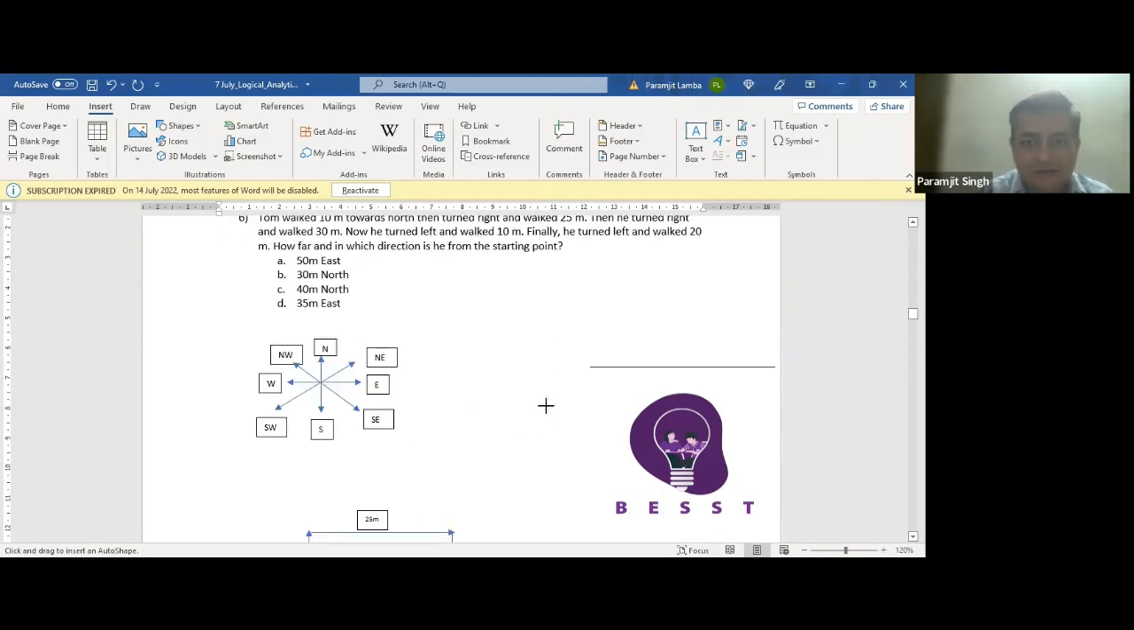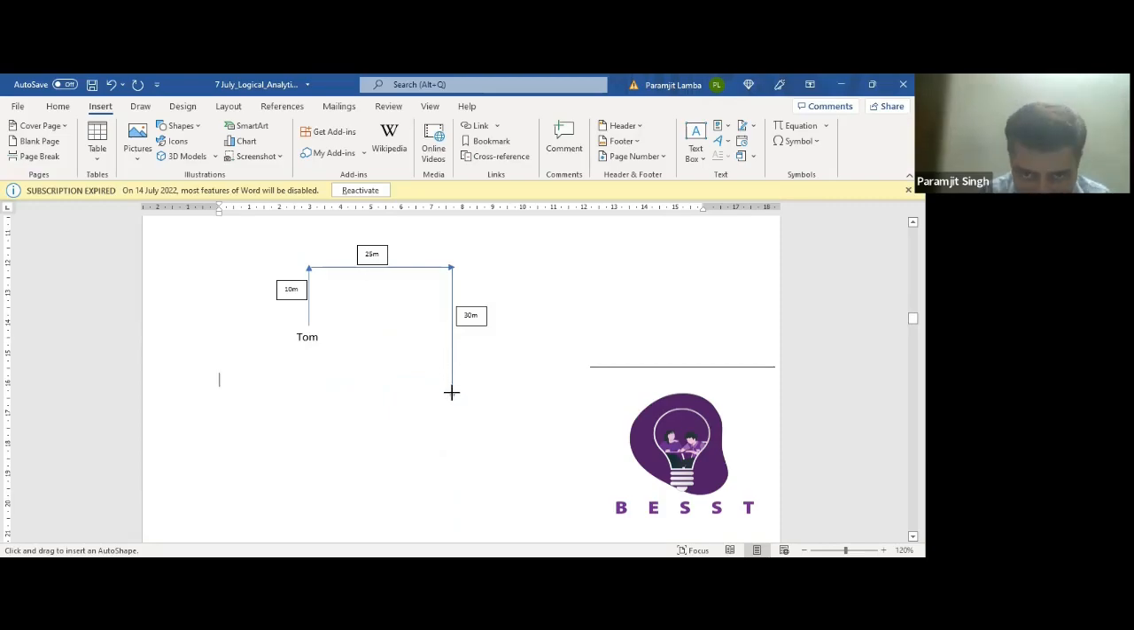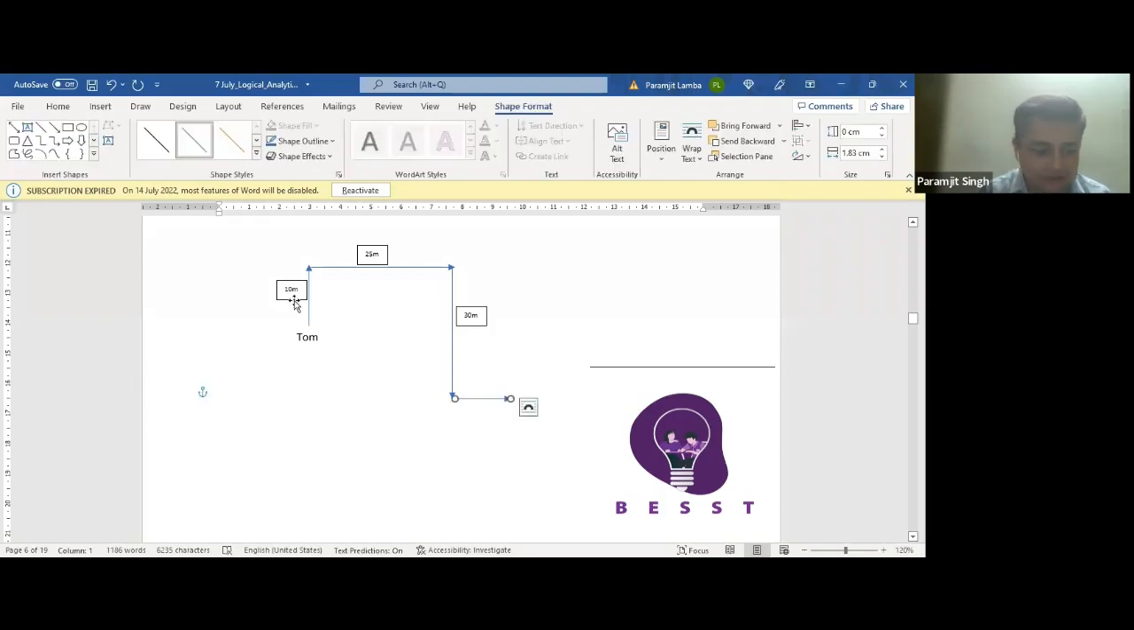Now he turned left and walked 10 meters. His left, because he's coming down, his left is going to be towards this side. And how much did he walk? 10 meters.